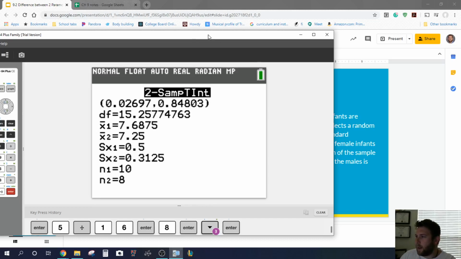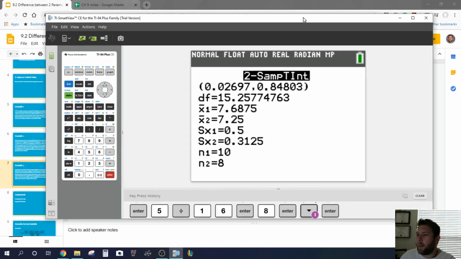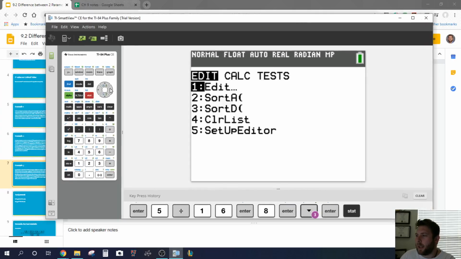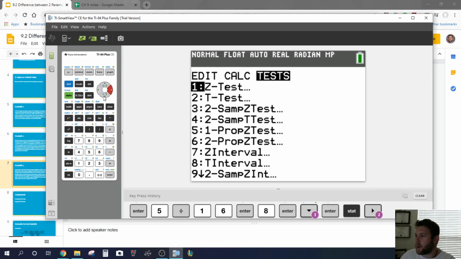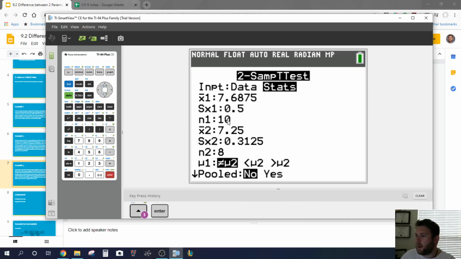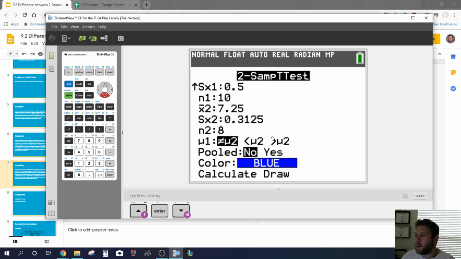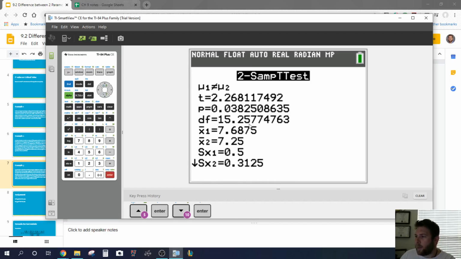That's that. If you need to pause the video to write that down, please do so. I'm going to go ahead and jump right into the test because I'm starting to run short on time. 2-sample t-test. Oops, that's number 4 here. Once again, all the information should be there from before. And we're doing a not equal to situation, and we're going to calculate. And our p-value is 0.04.